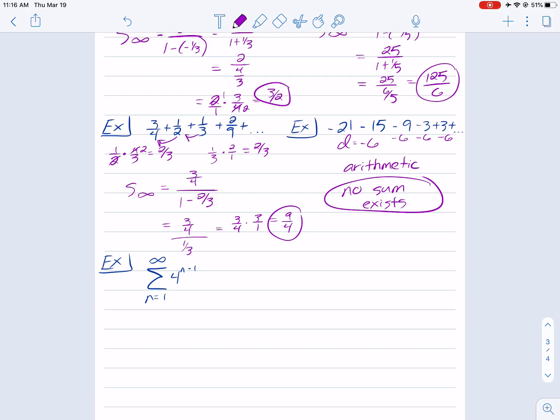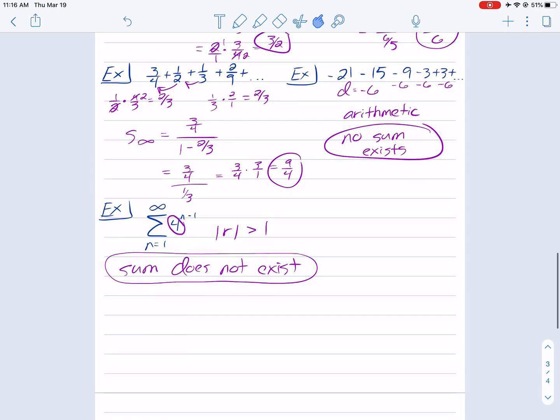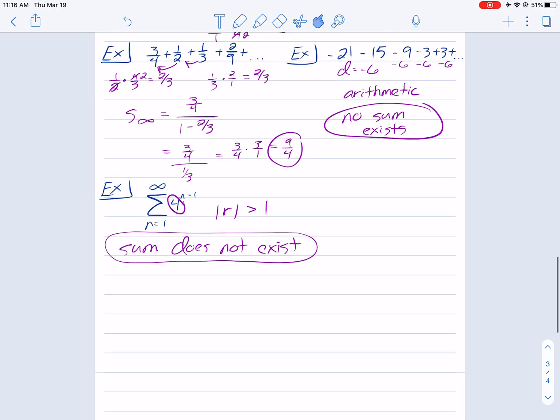And for our last example, it's geometric because it's some base raised to an exponent, but ratio is greater than 1, which means, again, sum does not exist. Okay, and that's fine. Anytime the ratio is greater than 1 in a geometric series, it's not going to exist. And then if it's any other series that's not geometric, cannot find a sum. It goes on forever. It doesn't approach a number.